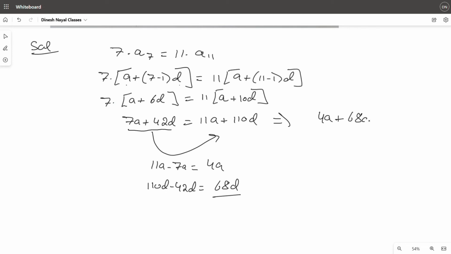4A plus 68D equals 0. We can take 4 common from here. This will be A plus 17D equals 0. Now if 4 goes to that side, A plus 17D will be equal to 0 only. Now what we have to do is find the 18th term.